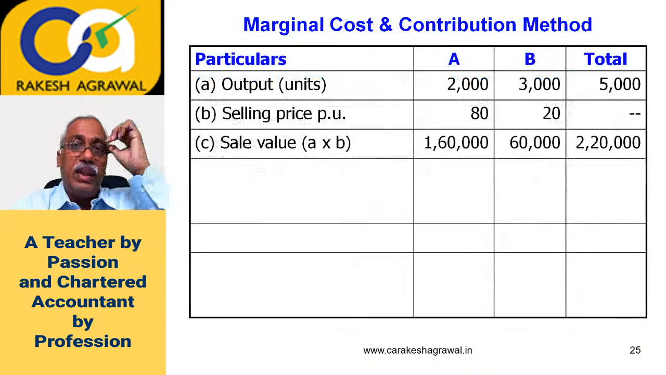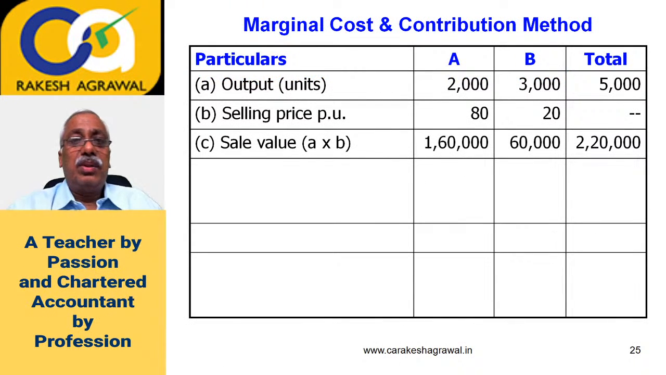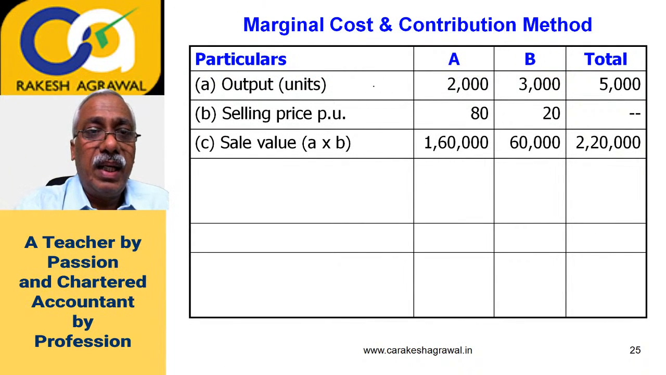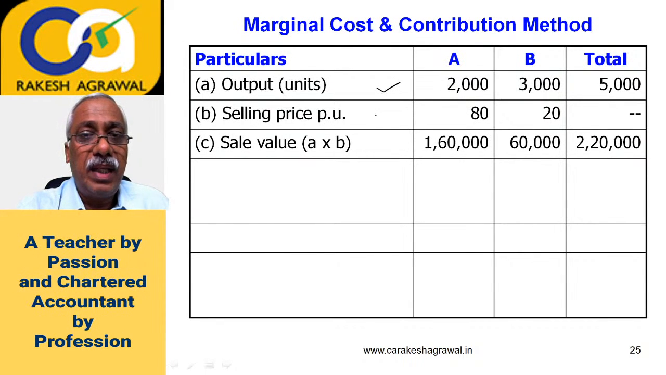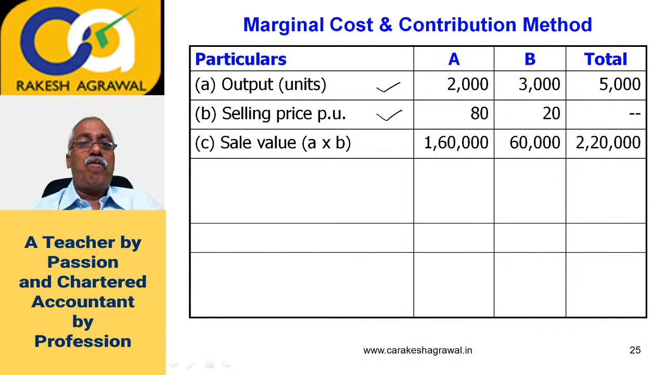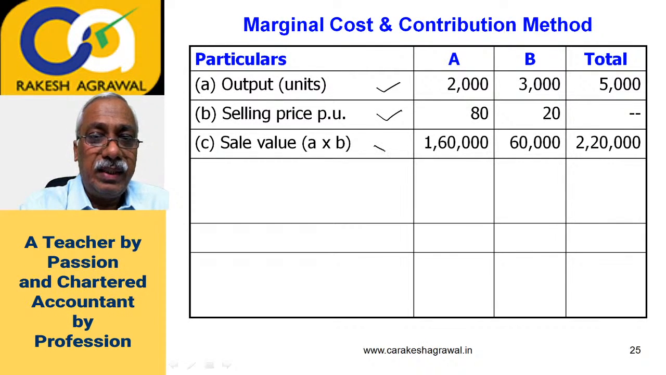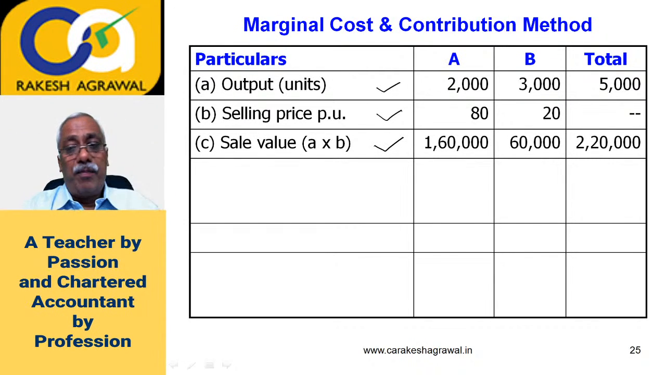Now let's see through an example again. So check the data. I am carrying the same data. Let us say output is 2000 and 3000 units of A and B. Selling price is 80 and 20. So A into B I will get sale value. Now I will first of all split the joint cost in two parts, variable joint cost and fixed joint cost, which will be given to you in the question. First we will apportion variable joint cost and then we will apportion fixed joint cost.